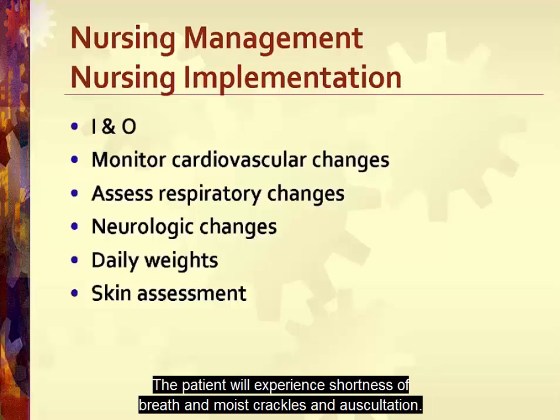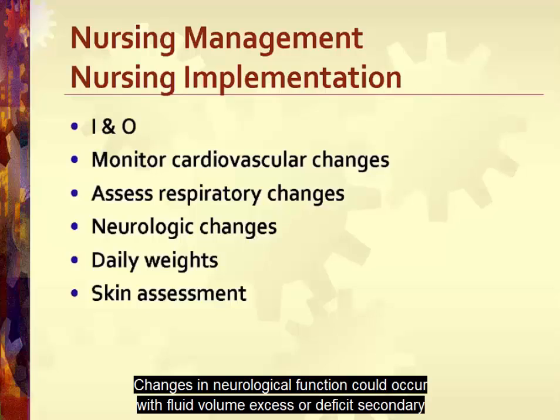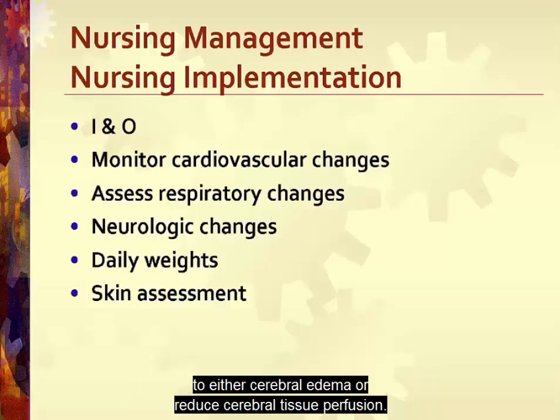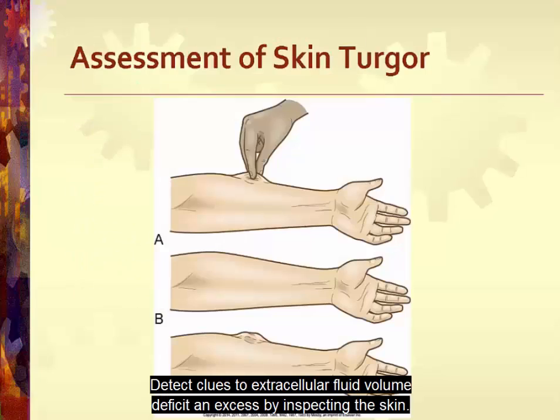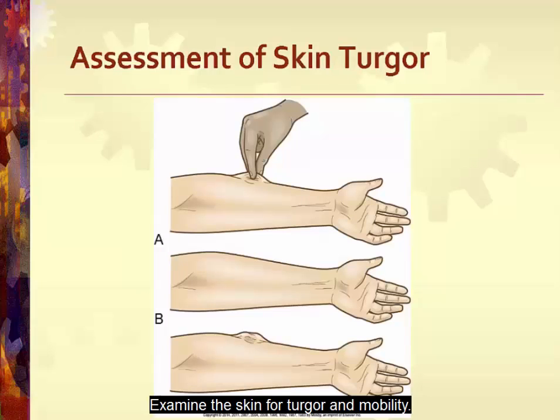The patient will experience shortness of breath and moist crackles on auscultation. Changes in neurological function could occur with fluid volume excess or deficit secondary to either cerebral edema or reduced cerebral tissue perfusion. Assess the patient's level of consciousness, pupillary response, and voluntary movement of extremities. Detect clues to extracellular fluid volume deficit and excess by inspecting the skin. Examine the skin for turgor and mobility.